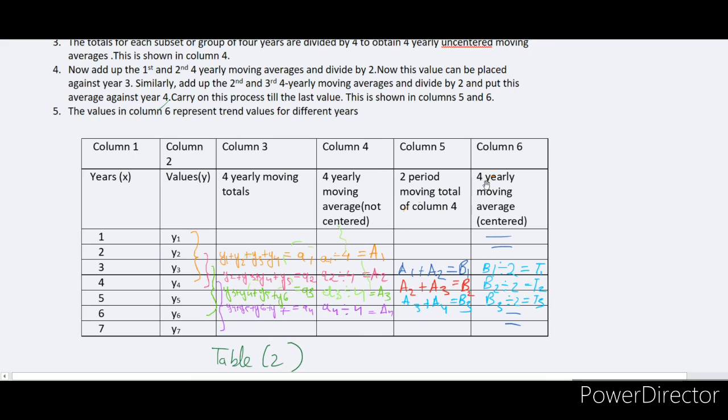So this word here, 4 yearly, is quite confusing, but actually in this case we have 4 yearly moving totals, then 4 yearly moving total average not centered, then we have a 2 period moving total which has been centered, then we find the average of that total, which becomes the trend values. So that is the meaning of dividing this by 2.